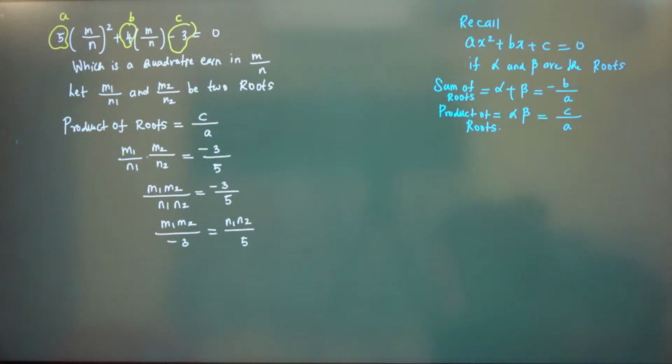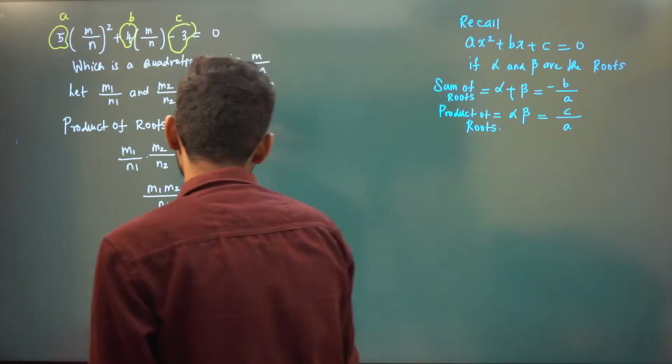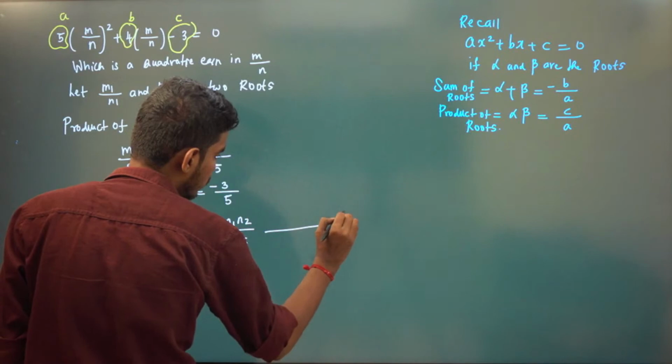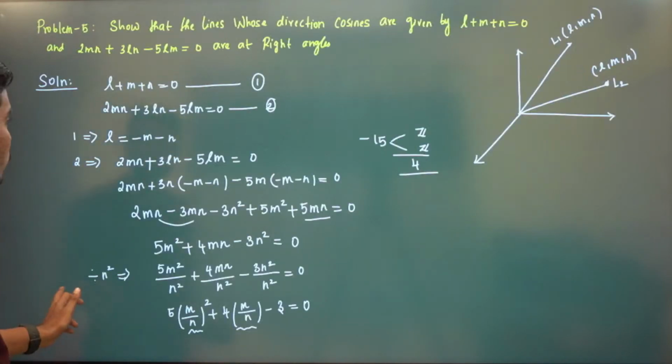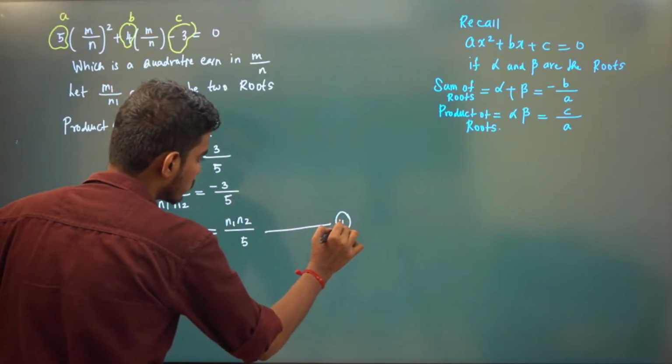Is it clear up to now? Right? Call this as equation number 1. Or we have already done 1. Okay, call this as equation number A.